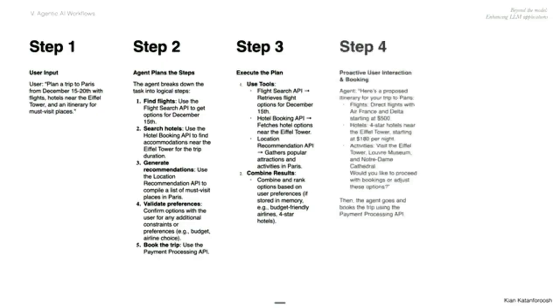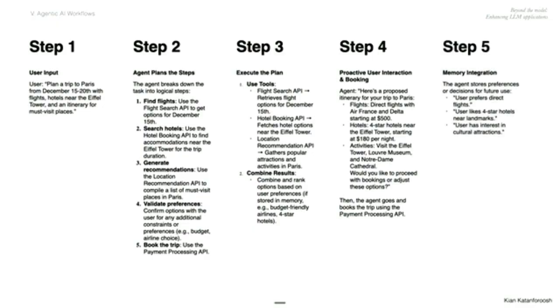Step 3, that's just the planning, by the way. Step 3, execute the plan. Use your tools, combine the results, and then proactive user interaction and booking. It might make a first proposal to the user and ask the user to validate or invalidate, and then may repeat that planning and execution process. And then finally, it might update the memory. It might say, I just learned through this interaction that the user only likes direct flights. Next time I'll only give direct flights. Or I notice users are fine with 3-star or 4-star hotels, and in fact they don't want to go above budget.